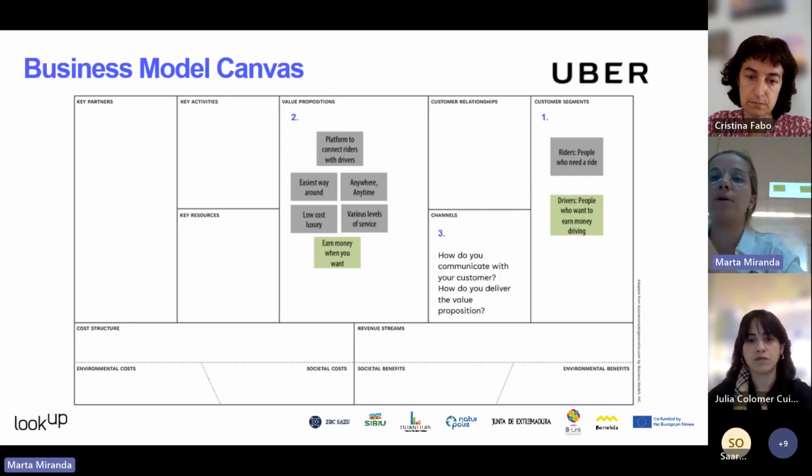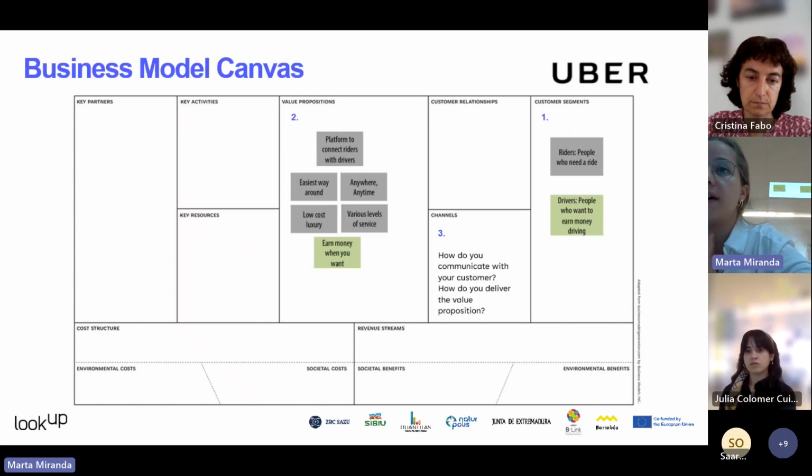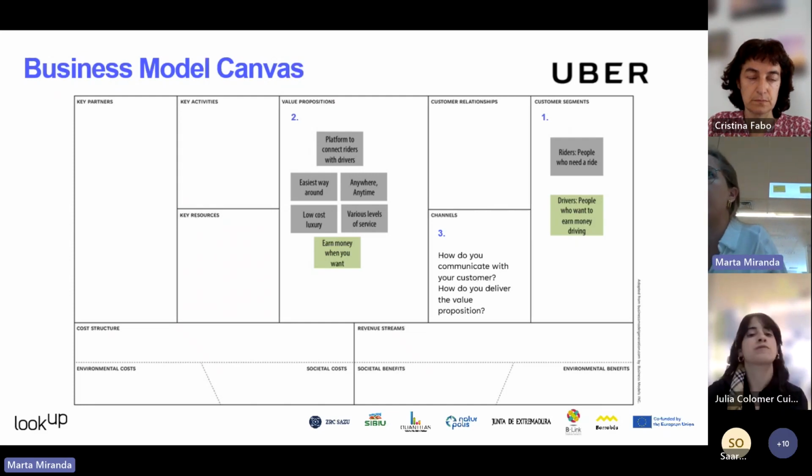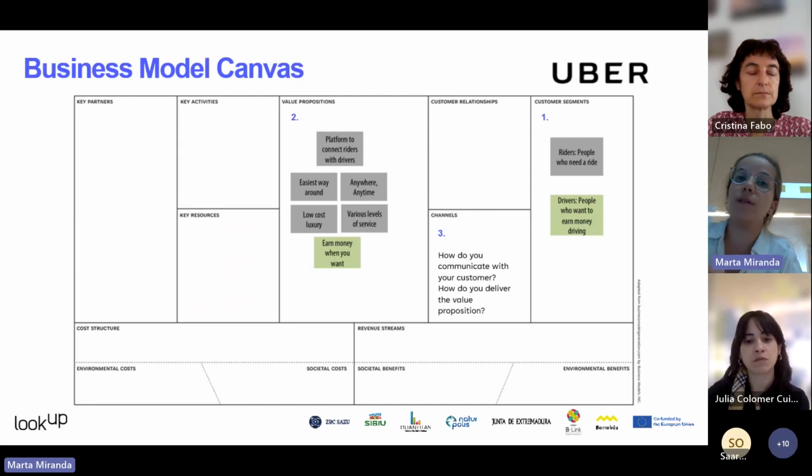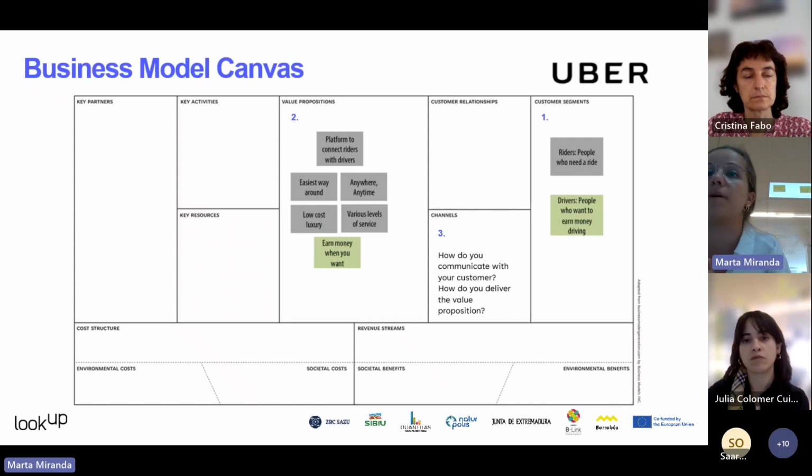The third box of the business model canvas is to identify the channels that are going to help us to communicate with our customers. Once again, it is important that if we are connecting with teenagers, for example, we might use Instagram. If we are connecting with boomers, we might use Facebook. It depends on our customers.